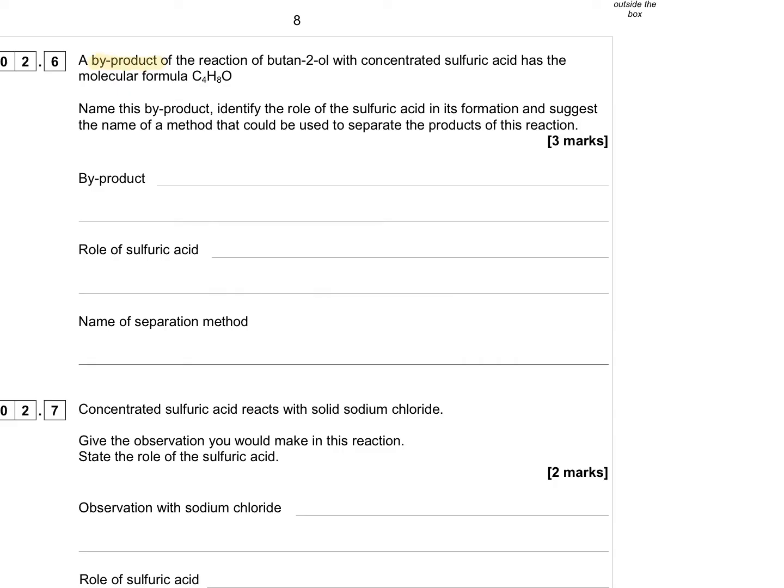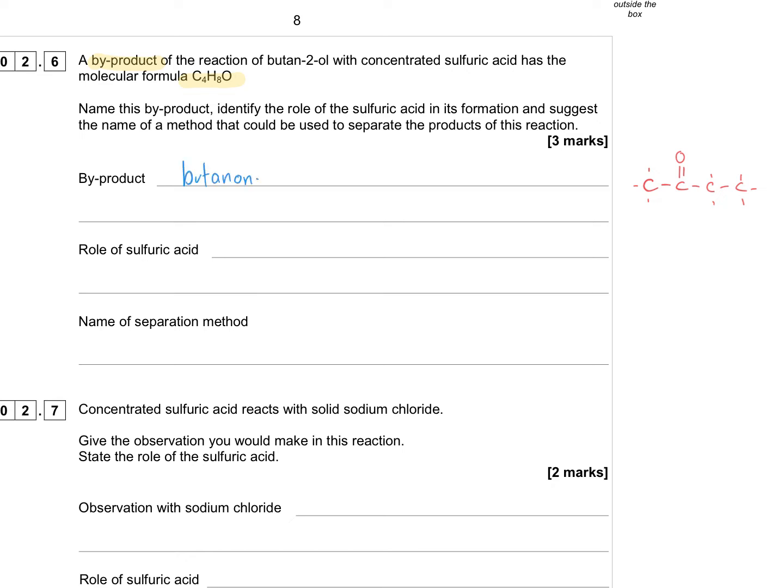So in 2.6, you're told there's a byproduct of the reaction we've just looked at, and the molecular formula would be C4H8O. So you need to think about what that could be. So it's not an alkene, but a different kind of reaction that we can have with concentrated sulfuric acid. So again, I just sketch what could C4H8O look like based on what butan-2-ol was, and I'd be going for butanone. Okay, so it's got the right molecular formula.